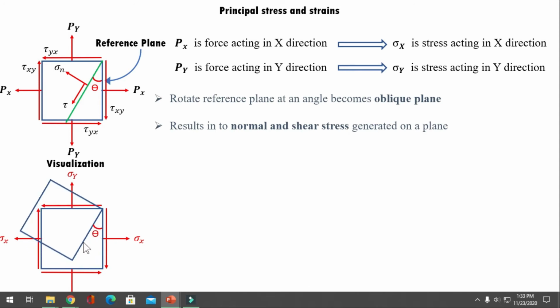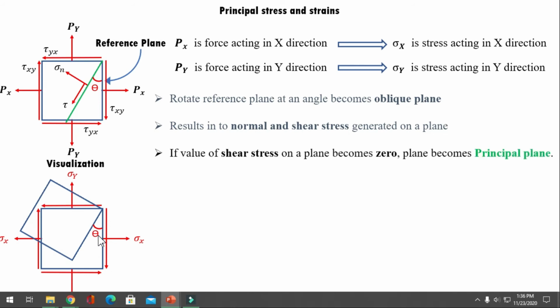So I have rotated this square at an angle of theta degree. Definitely it results into two stresses. One is normal to the surface and another is along the surface. So very important. Here you can see I have rotated this reference plane along with this square at an angle of theta degree. As a result of this, what happened? I am getting two types of stresses, normal and shear.